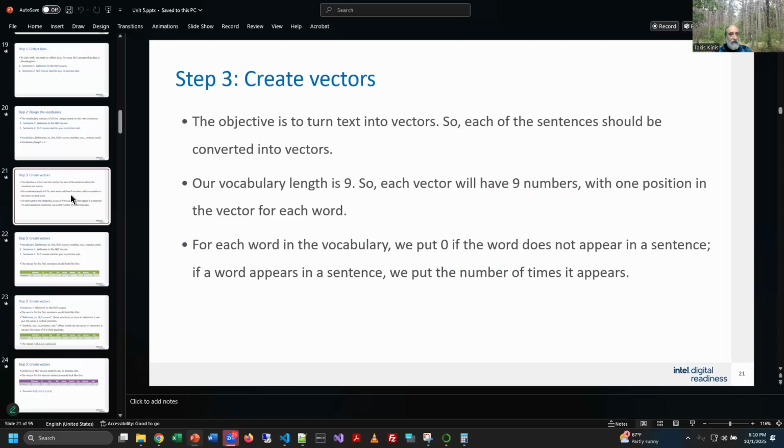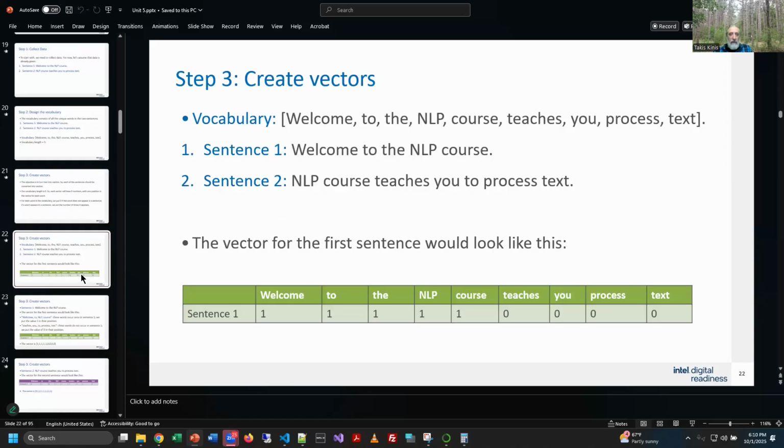Right. So the goal then is to turn it into vectors. And then since we have 9 of them, each one will have its own vector that forms around it. It says for each word in the vocabulary, put 0 if the word does not appear in a sentence. If a word appears in a sentence, we put the number of times it appears. Now, we already talked about that. So like in the little example snippet from the Bible, right? God appeared more times than earth or beginning, right? And so we're just counting at this point.